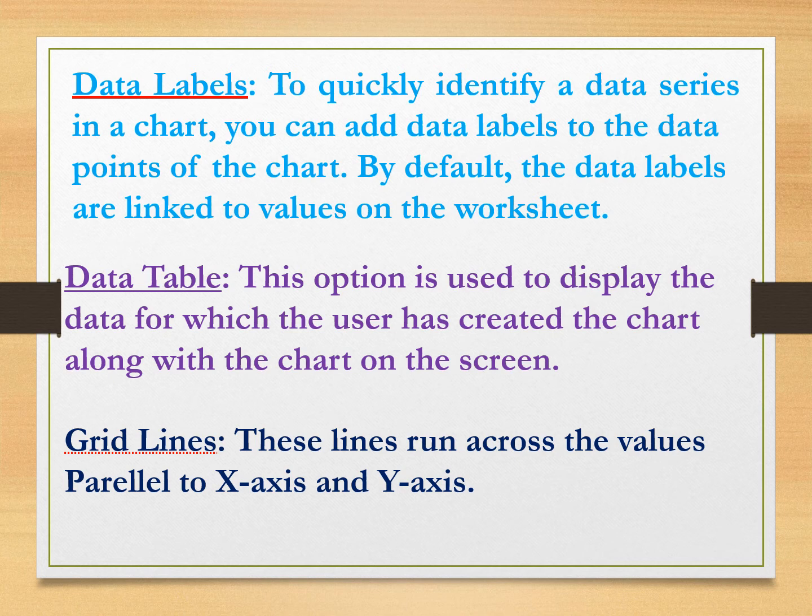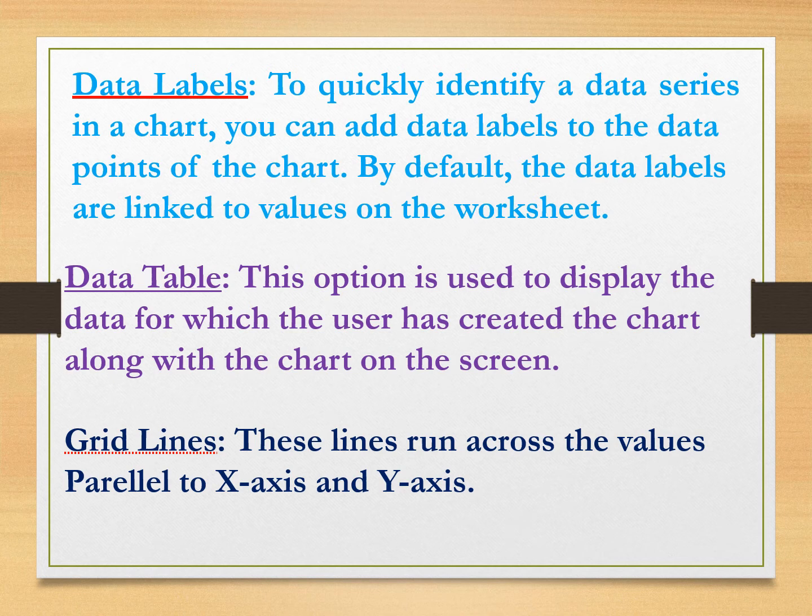The next option is data labels. These data labels are used for identifying a data series in a chart, and you can add these data labels to the data points of the chart, and by default these data labels are linked with the values which are present on the worksheet, that is, the source data.